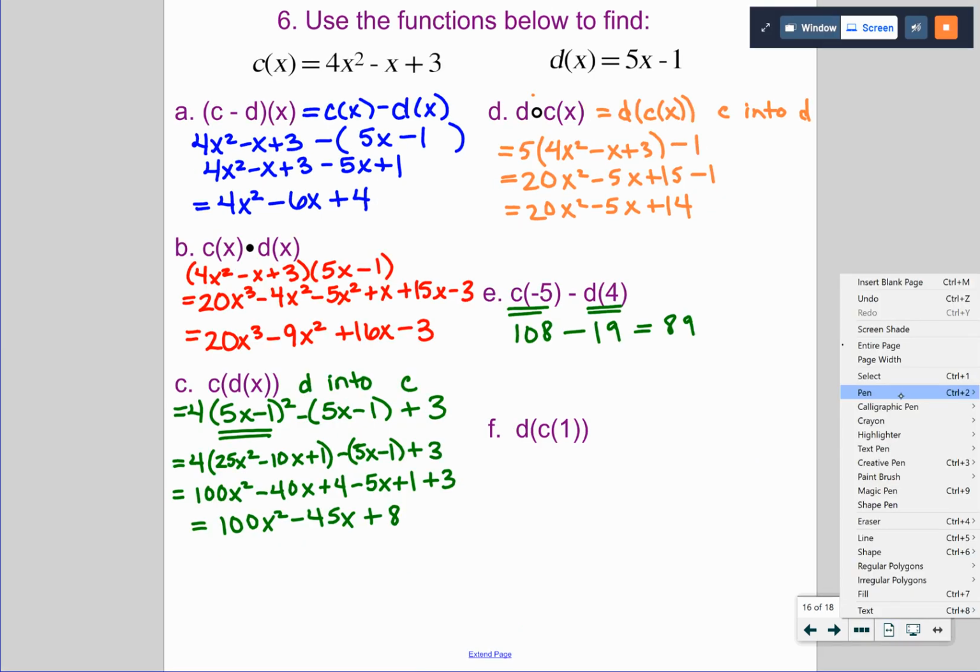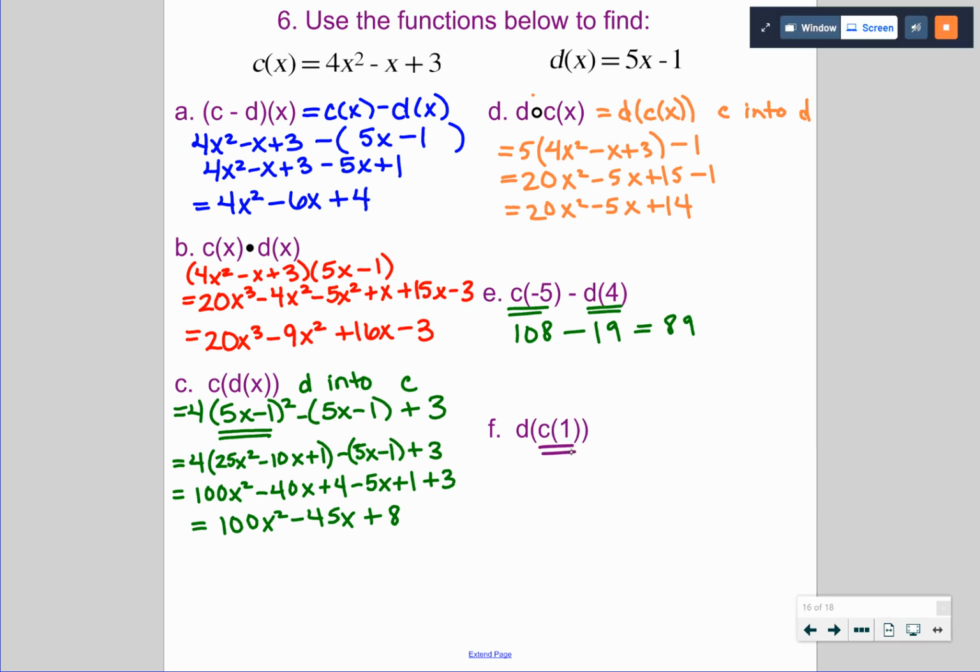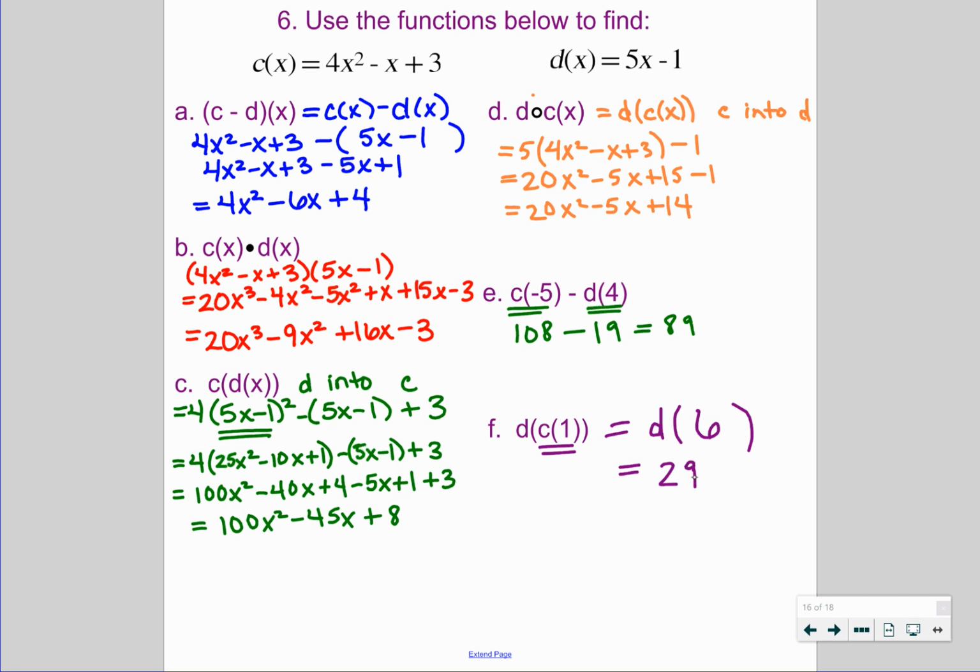Okay. The last one at the bottom is D of C of 1. This is composition. You work from the inside out. So we're going to start with C of 1. If I plug 1 into function C, I would have 4 times 1, so 4. Minus 1 would give me 3. Plus 3 would give me 6. And now I plug 6 into D. So that would be 5 times 6 minus 1. Final answer there should be 29. Questions on any of the composing, combining, all this 2-8 stuff? Okay. Moving along.